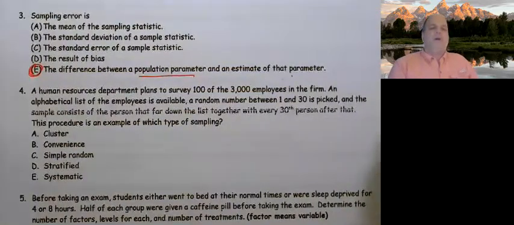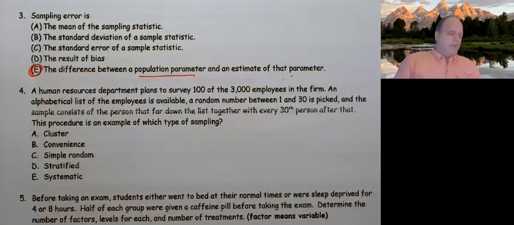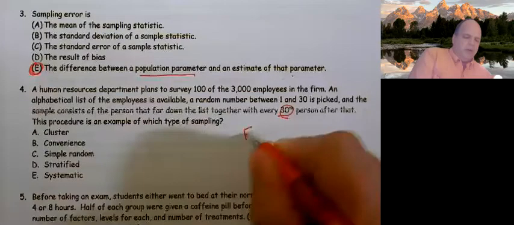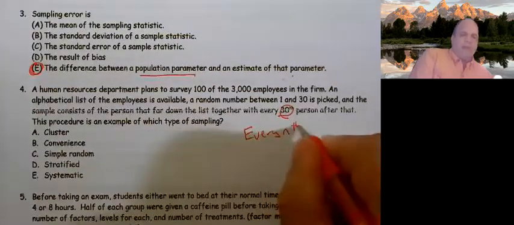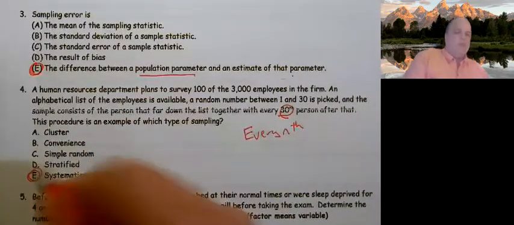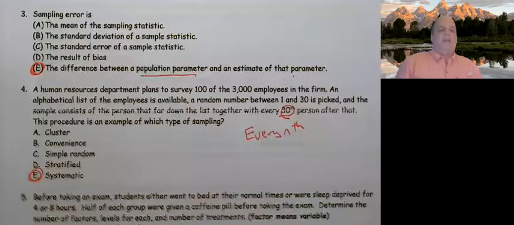Number 4, a human resources department plans to survey 100 of the 3,000 employees in its firm. An alphabetical list of the employees is available. A random number between 1 and 30 is picked. And the sample consists of the person that far down the list, together with every 30th person after that. So we're selecting every 30th person. So anytime you do every nth person, we are talking about a systematic sample. We randomly select the first one, and then it's every nth one after that.